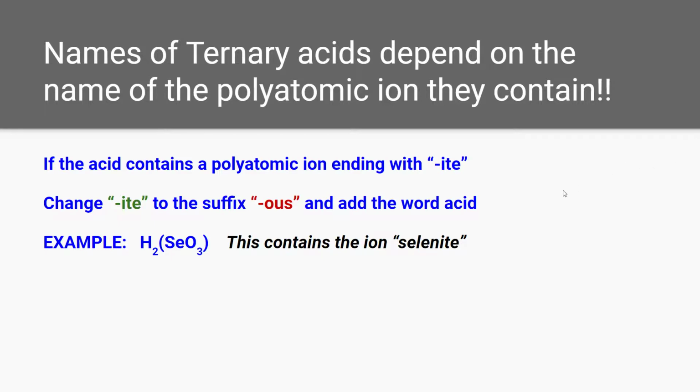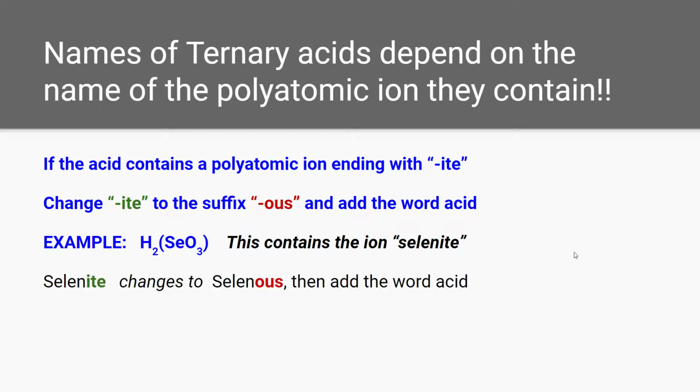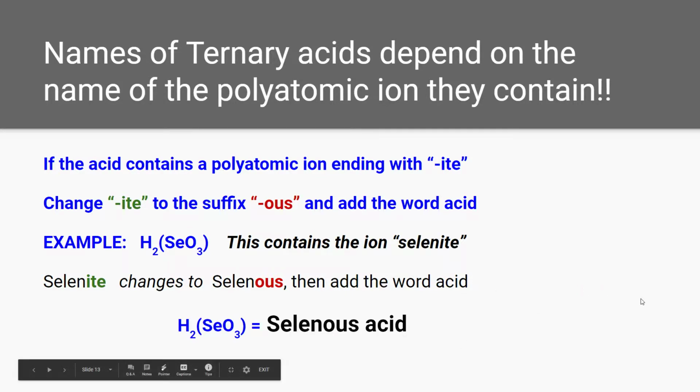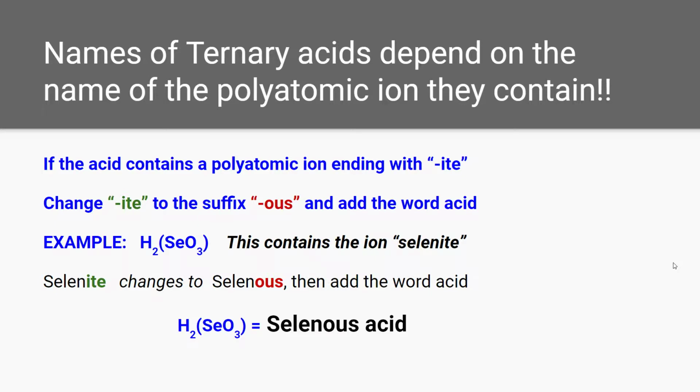So, to give you an example, take the acid formula H2(SeO3). This acid contains the polyatomic ion selenite. So if I took the word selenite, I would drop the ITE and change the ITE to OUS. So the main word is selenous, and then I would add the word acid, resulting in the name selenous acid. H2SeO3 is known as selenous acid.